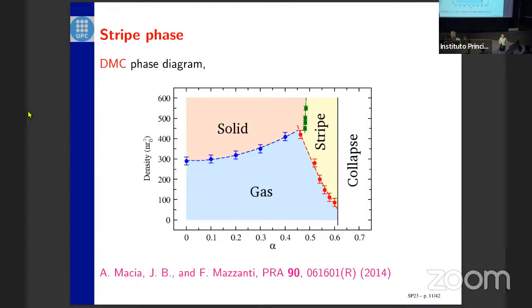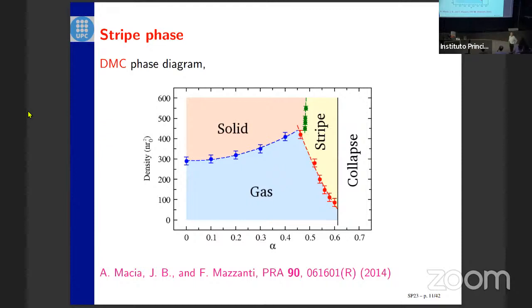We are at zero temperature, okay? It's not finite temperature. This is just due to the anisotropy of the interaction. The problem with that for experimentalists is that the density of the stripe phase is very high. This is what is called dipolar units. It's too high, I think, to be accessible from experiments, okay?